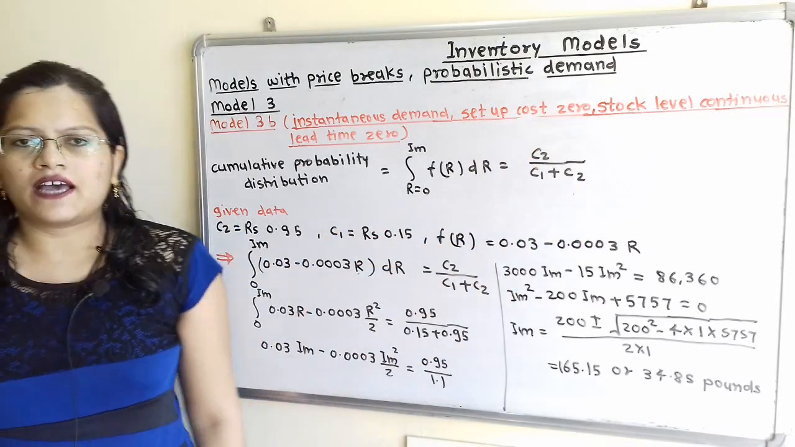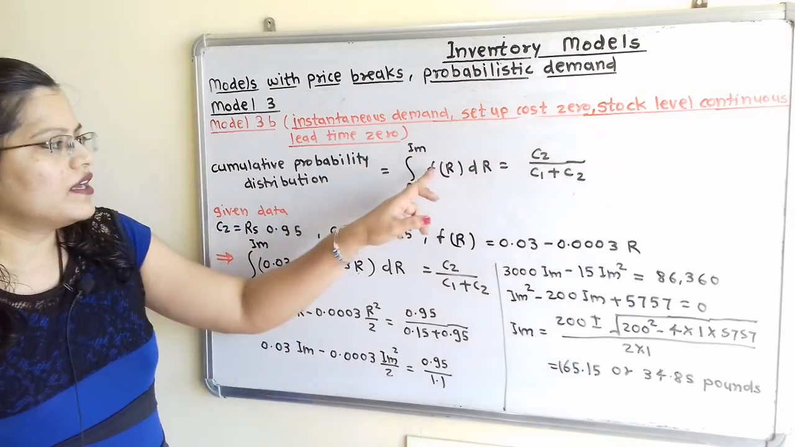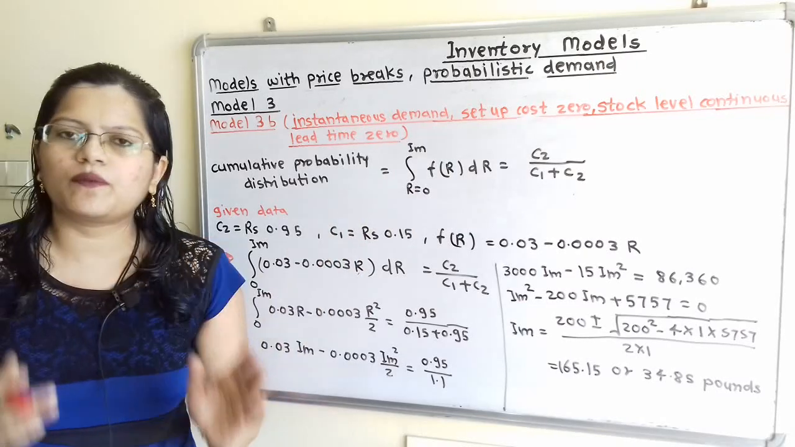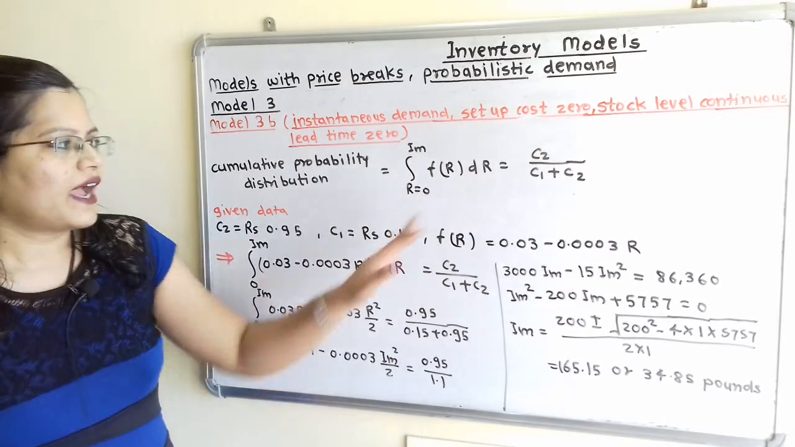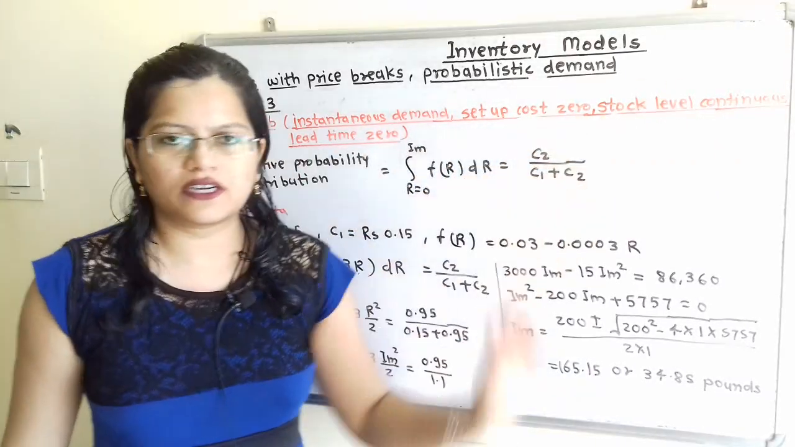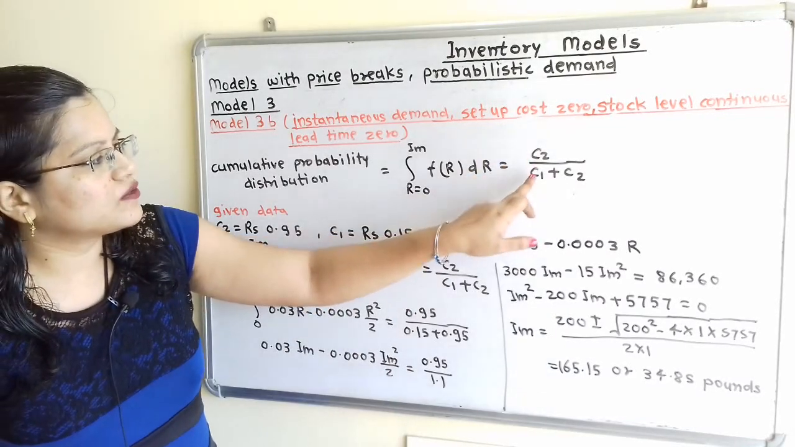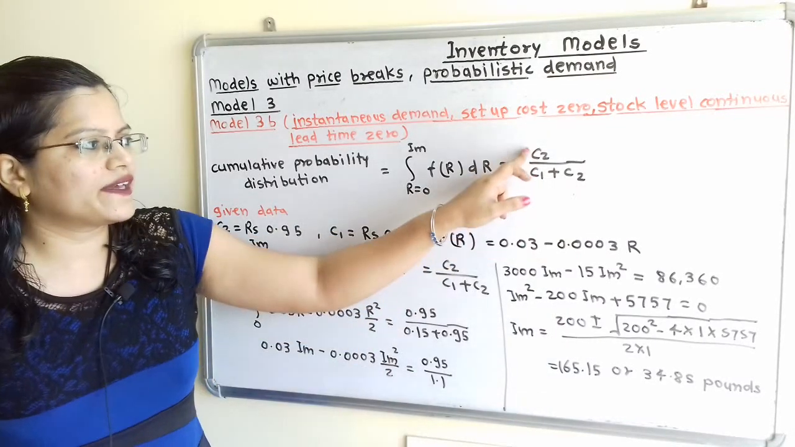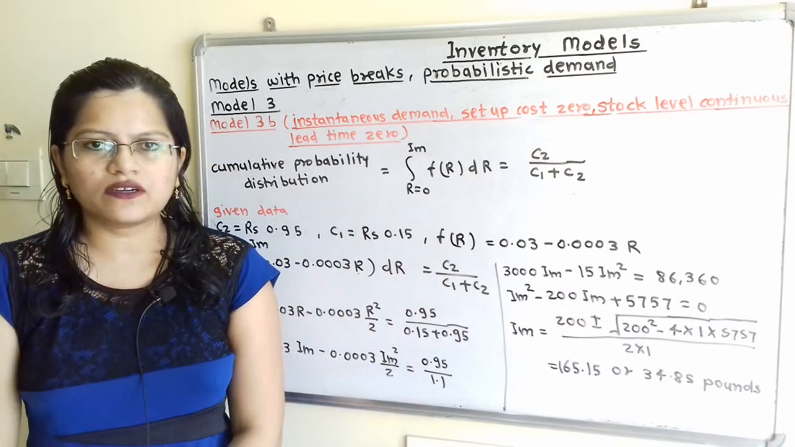Now what is this r? r is the demand rate, Im is the maximum inventory level. Now f of r dr is the probability density function for the demand rate r, and that is mentioned in the question, as the stock level is continuous. And on the right hand side it is C2 divided by C1 plus C2. So here C2 is the overstocking cost and C1 is the understocking cost.